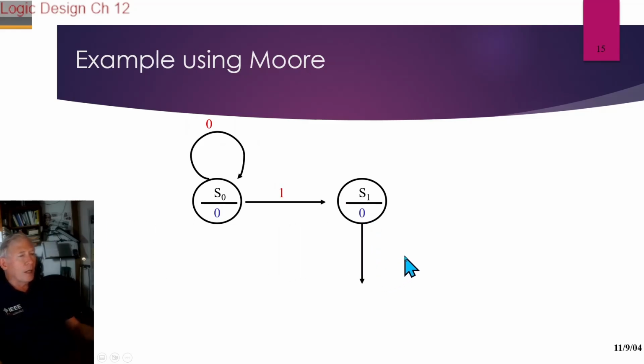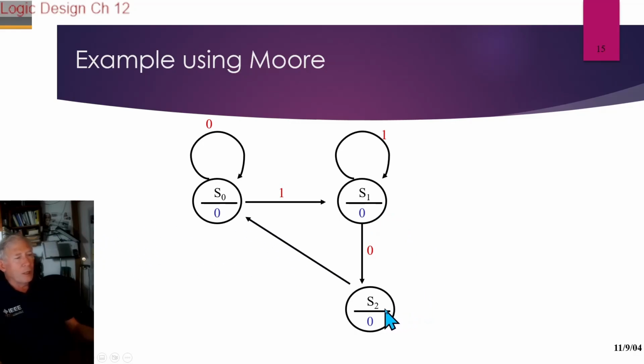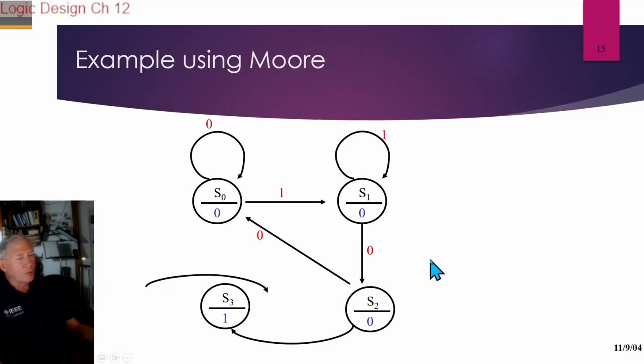Now, if we get a 0, we're going to S2. And if we get a 1, we can stay here because we still have that first 1. In S2, if we get a 0, now we've got 1, 0, 0. That's nothing. We're going back to S0, and we'll output a 0, of course, here. But if we get a 1, now we're going to S3.